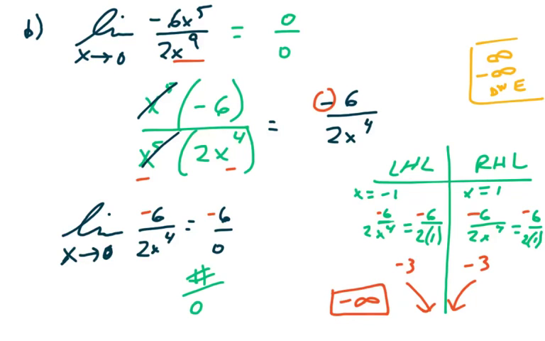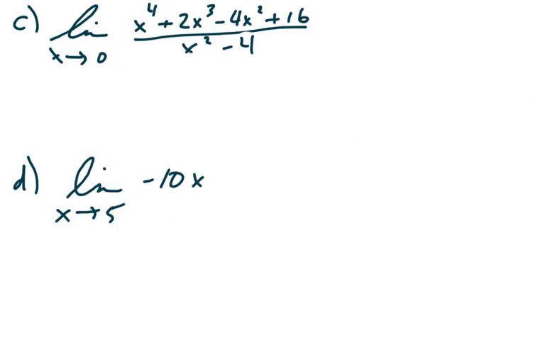Those are the only three possibilities. But in this case, because the left side and the right side are going more negative, our answer is going to be negative infinity. Okay, going on.